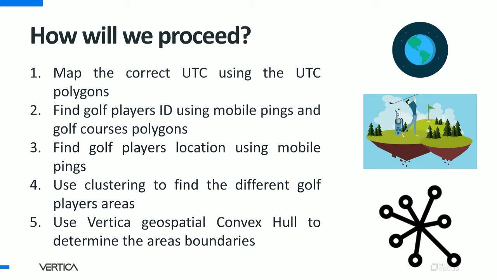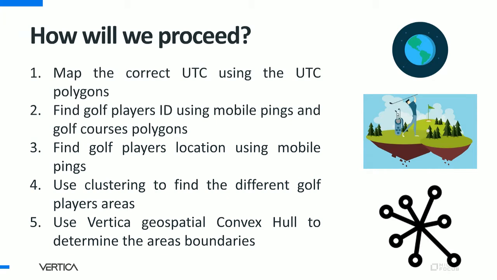And then, having all this information, we can follow a possible strategy that is summarized in this slide. We can first map the correct UTC using the UTC polygons. It can be the first step. But then we can find the golf player's ID using mobile pings and golf courses polygon. Then find golf players' location using mobile pings. Use clustering to find the different golf players' areas.